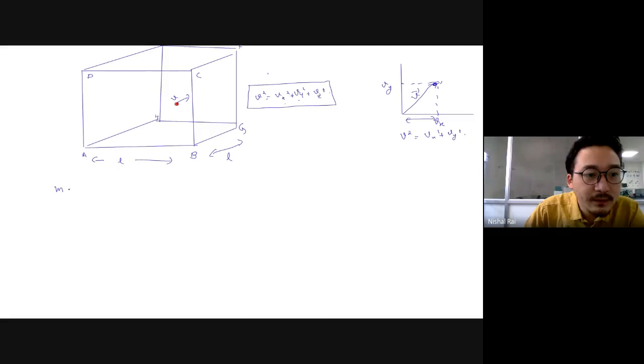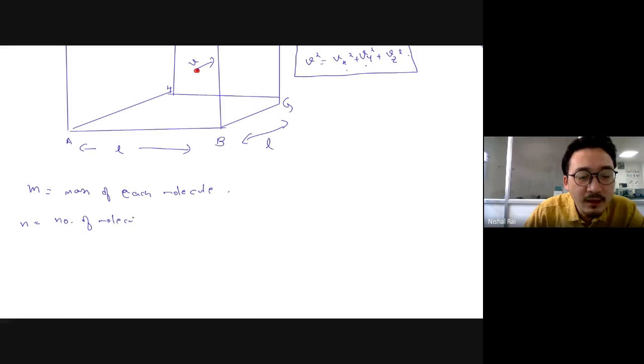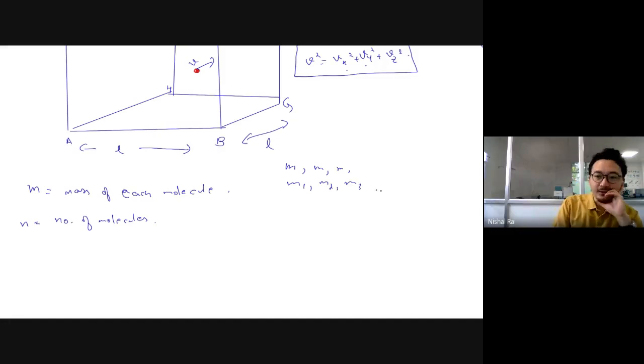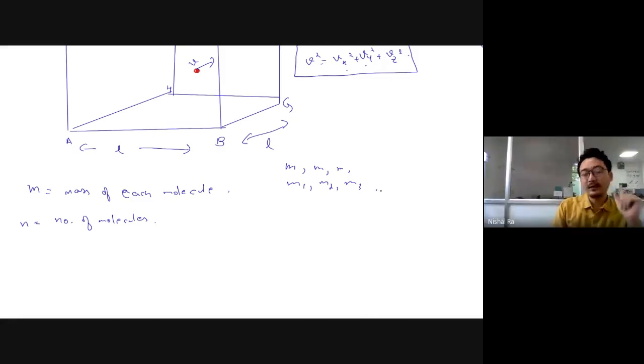Let m be the mass of a molecule, the mass of each molecule, and N be the number of molecules. Can we take the mass of all the molecules as m each, or will there be a difference in their mass? Or should we write m1, m2, m3? Any thoughts? The mass is the same, right sir? Yeah, because we have assumed that for a given gas, the molecules are identical. Yes sir. So that's why their masses will also be the same. Is it clear? Yes, sir.